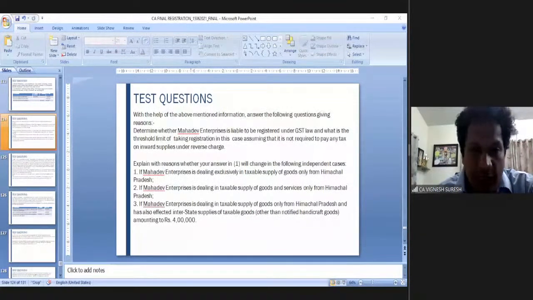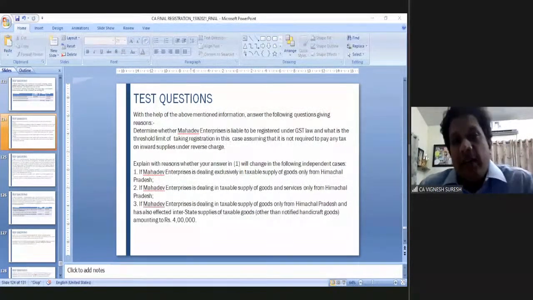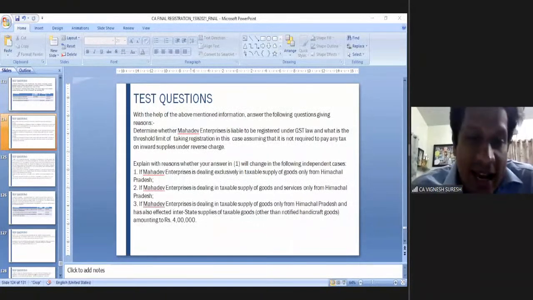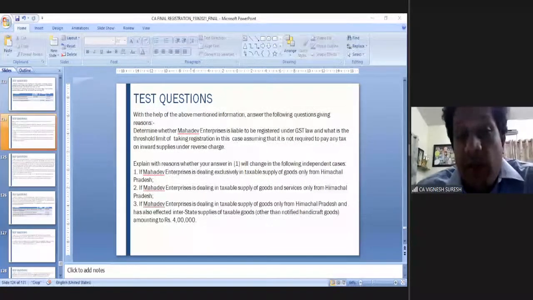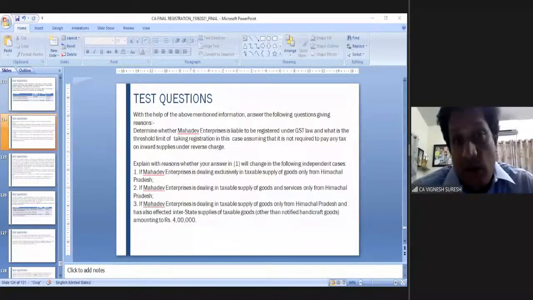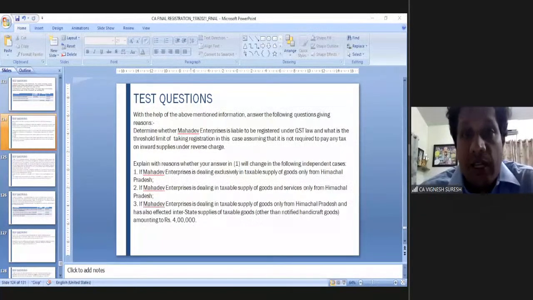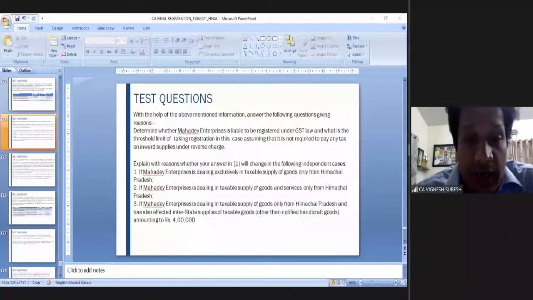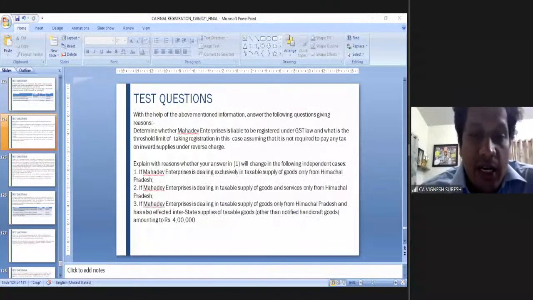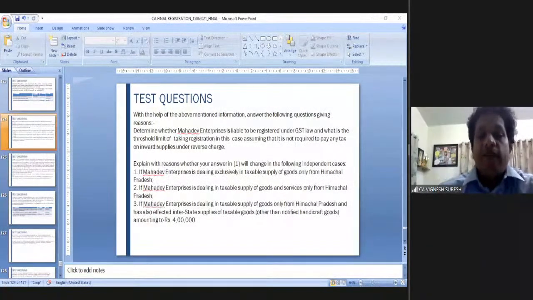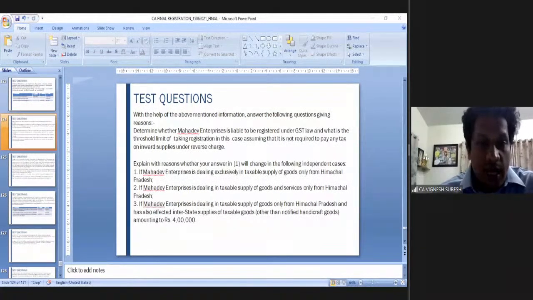Yes. So therefore, in the third case, when in case of interstate supply of goods other than the handicraft goods, straight away registration is required, irrespective of the quantum of aggregate turnover. So therefore, in the third situation, in case of interstate supplies, as per section 24, it requires compulsory registration irrespective of the quantum of aggregate turnover. Therefore, Mahadev Enterprises will be liable for registration. That is the answer to the third question.